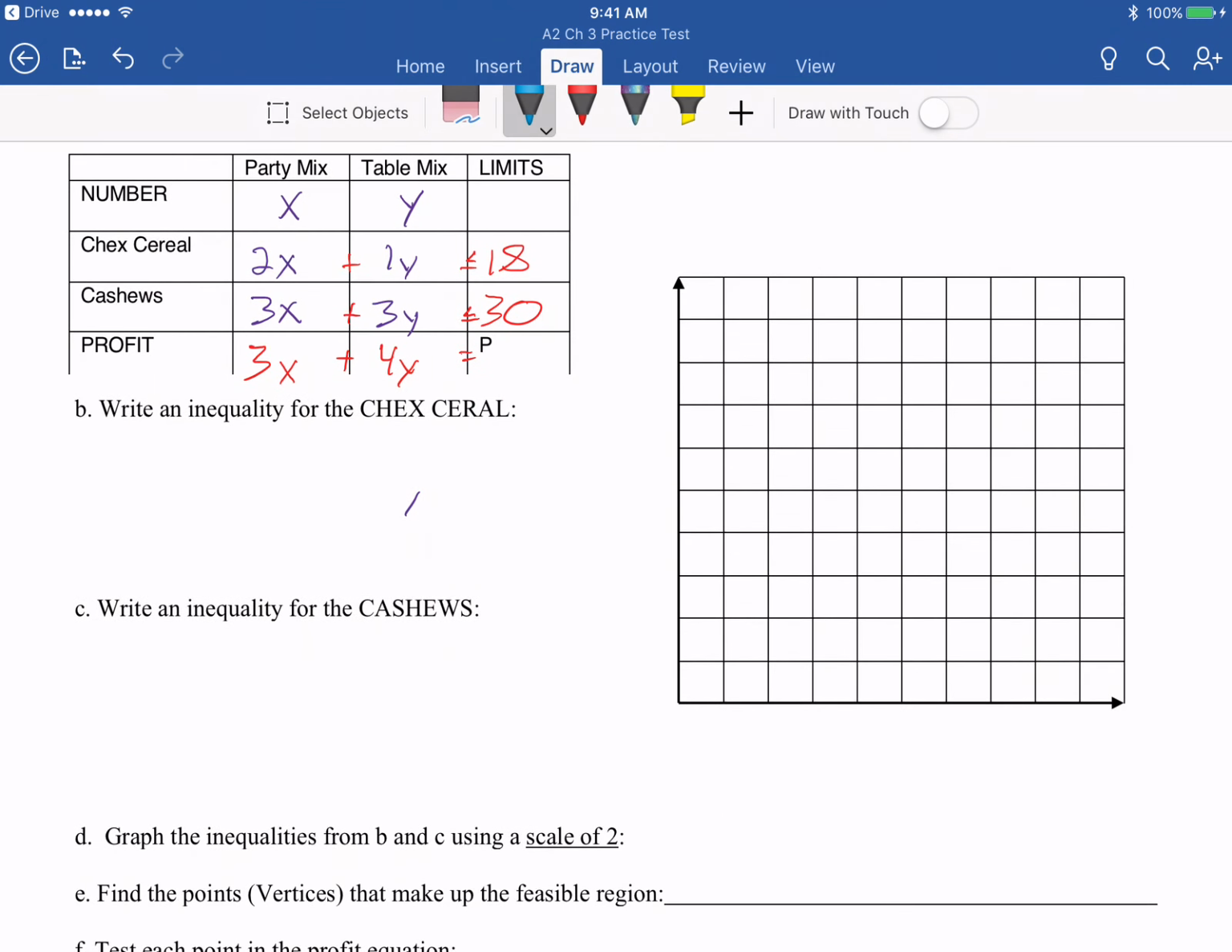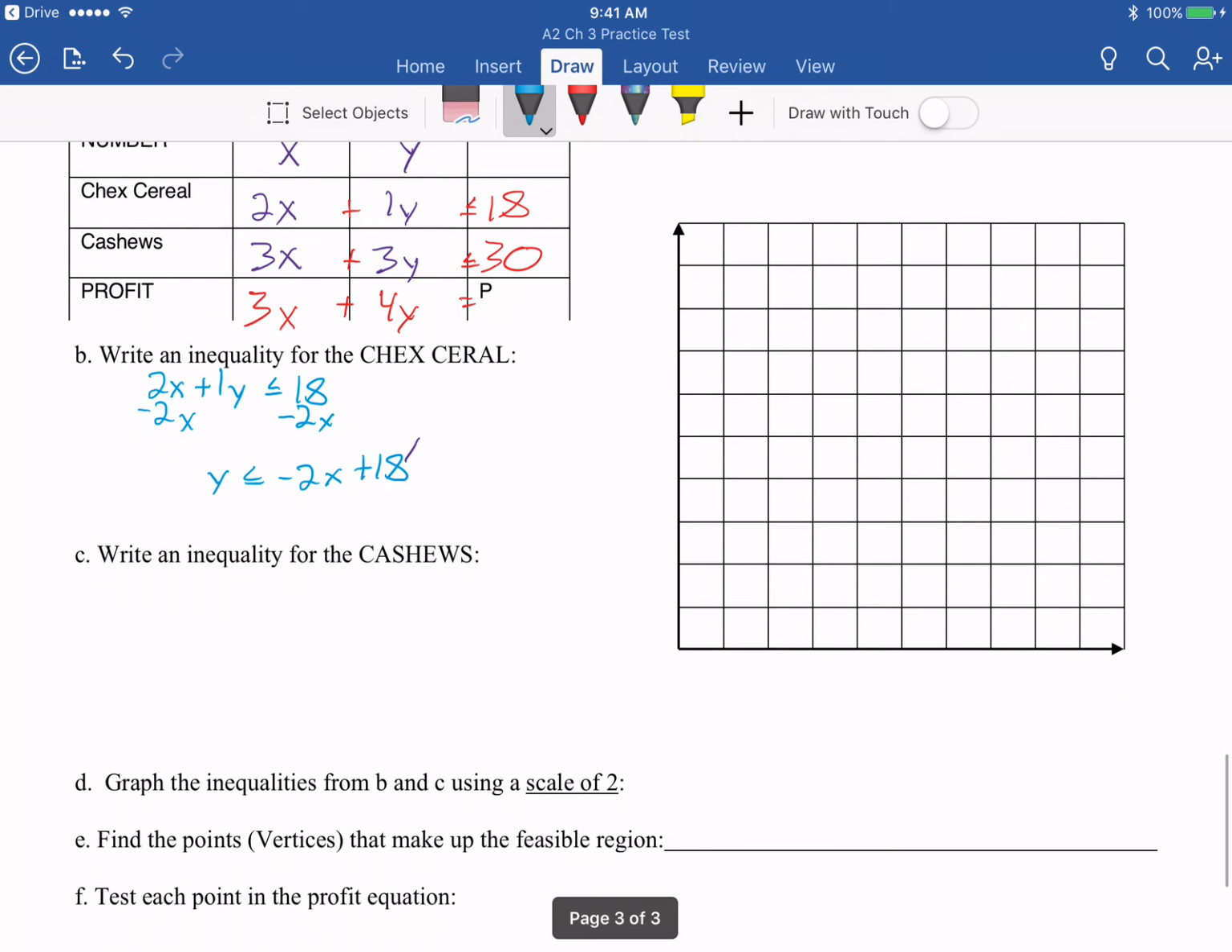All right, so great, we have all these equations, but now I have to go through and graph them. So I have 2x plus 1y is less than or equal to 18. I subtract that 2x to get it into y equals mx plus b. So I have y is less than or equal to negative 2x plus 18. All right, awesome. Now I go through here.